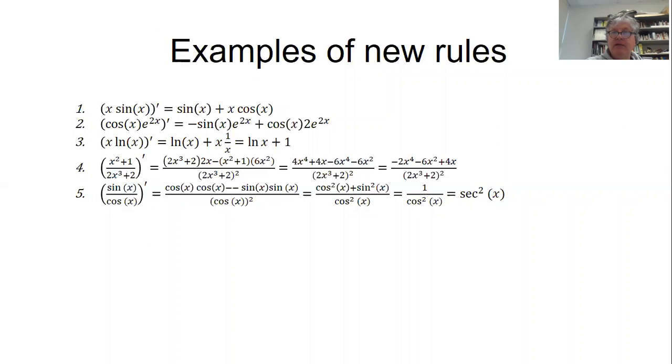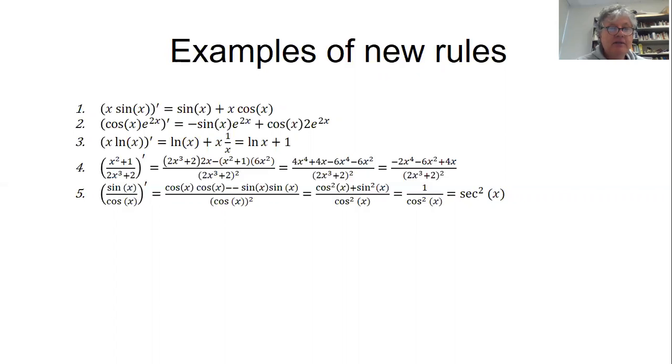Okay, let's have a look at the quotient rule. And these can get quite complicated, and so you try and avoid doing too much extra work, right? So here in number 4, we've got two polynomials, one divided by the other. Okay, so again, we do low d high.